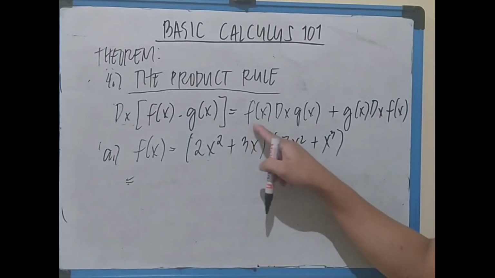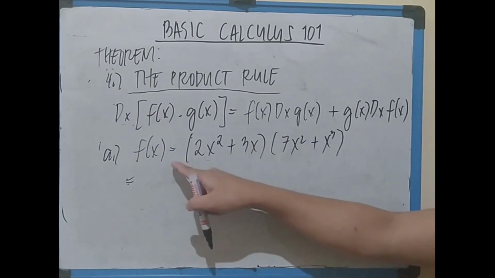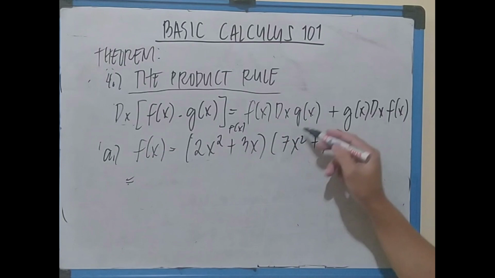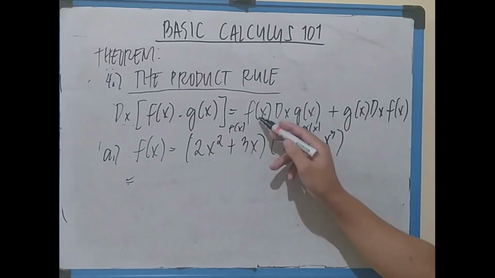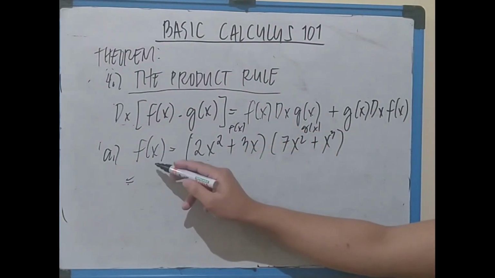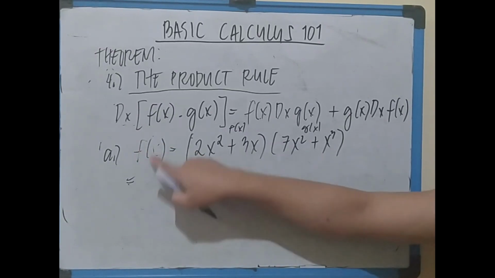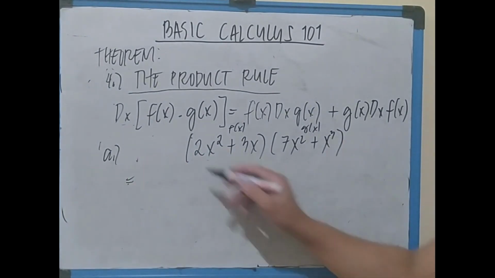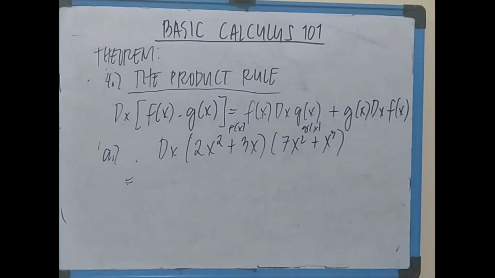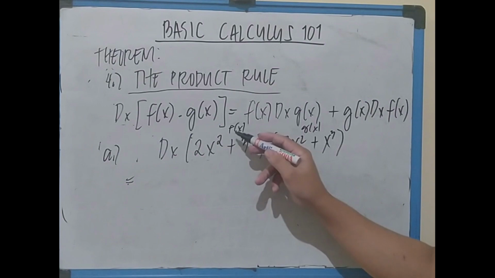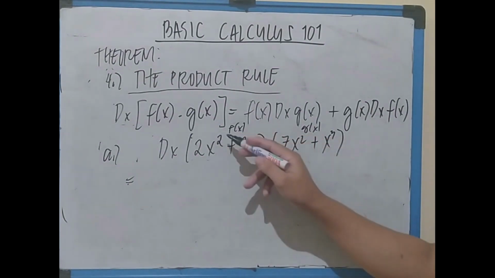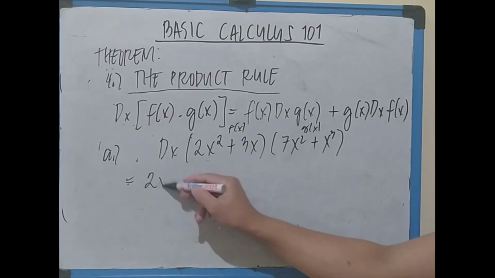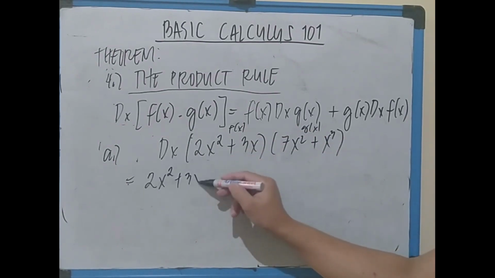Una, since this is f of x, kunin muna natin ito. So let's label this as f of x muna. Then this is your g of x. So f of x here, lagyan natin ito. Baguhin na lang natin ito para hindi tayo malito. Okay, so let's say we have the derivative of x. So, since this is f of x and this is g of x, kunin lang natin ito. So, f of x ito, kunin, we have 2x squared plus 3x.